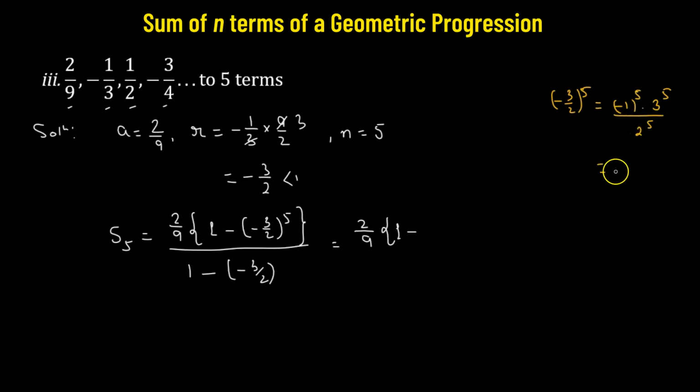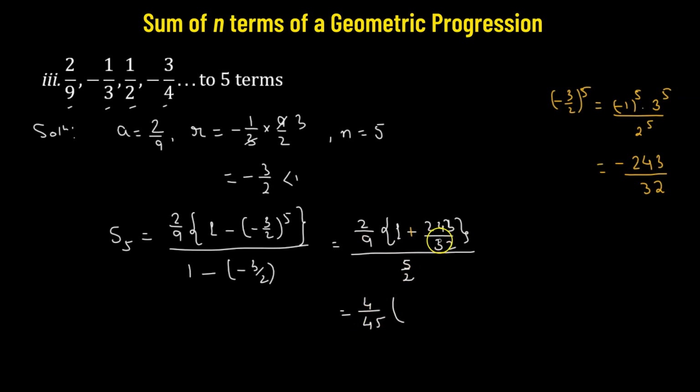So negative 3 raised to the power of 5 will be negative 243, divided by 2 raised to the power of 5, so that's 32. So we have negative of negative 243, so this will become positive. So we have positive 243 divided by 32, whole divided by, in the denominator we have 1 plus 3 over 2, so that's 5 over 2. So 2 over 9 divided by 5 over 2, so that's 4 divided by 45.